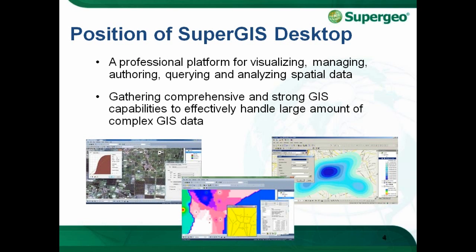Why? This is a position of SuperGIS Desktop. You can see from the three user interfaces that I showed you. SuperGIS Desktop is a professional platform for visualizing, managing, editing, querying, and analyzing your geospatial data. It has the ability to handle a large amount of complex GIS data in a comprehensive and powerful way. So, for example, we can import vector data, raster data, and utilize different GIS tools to complete your daily tasks.